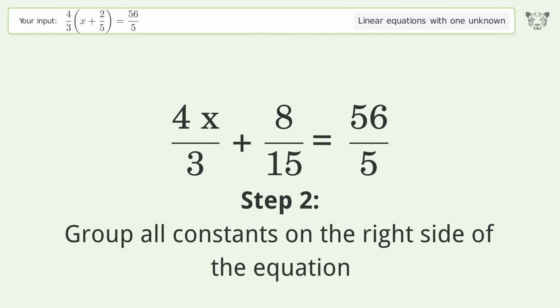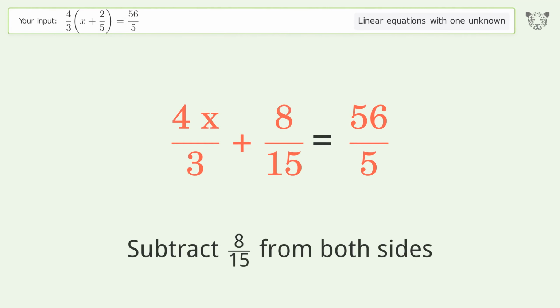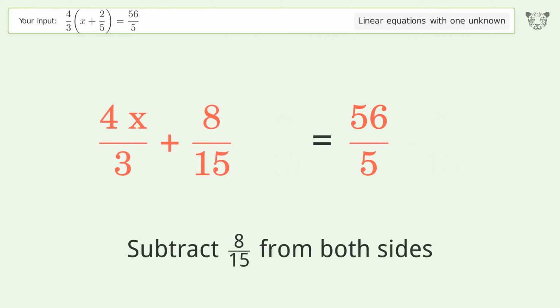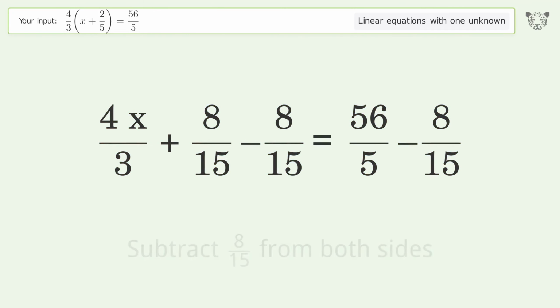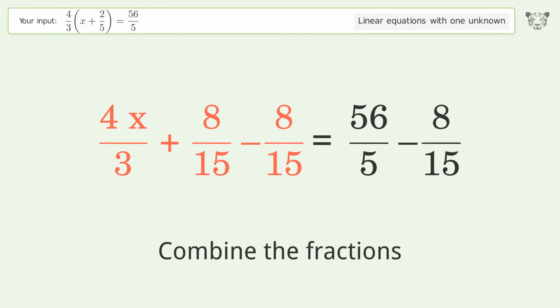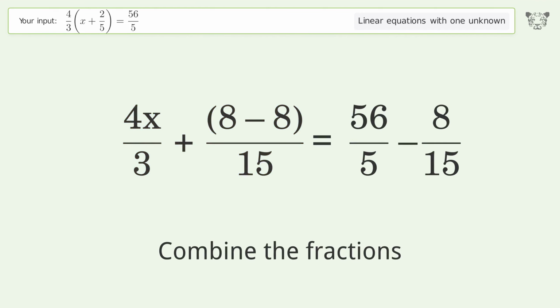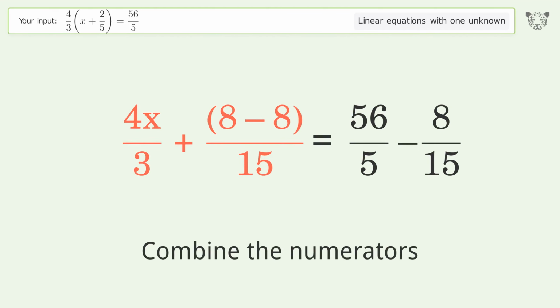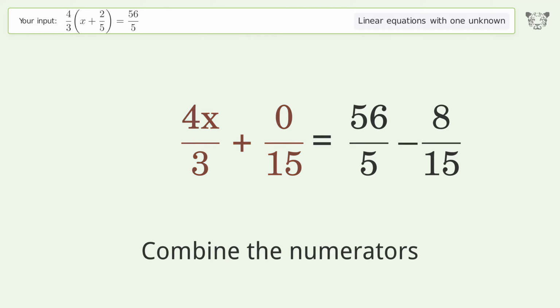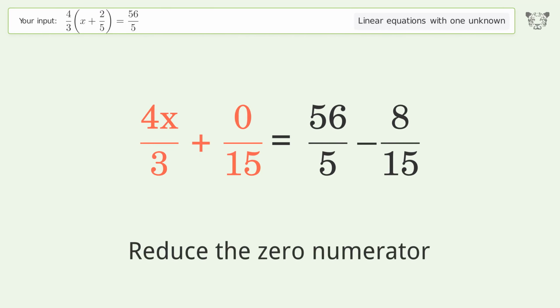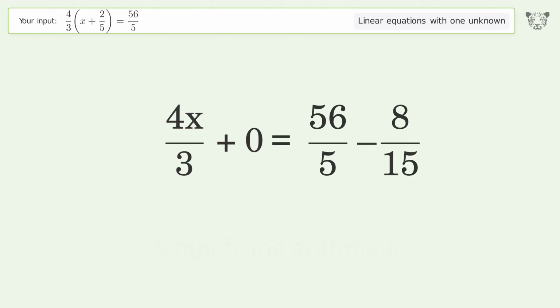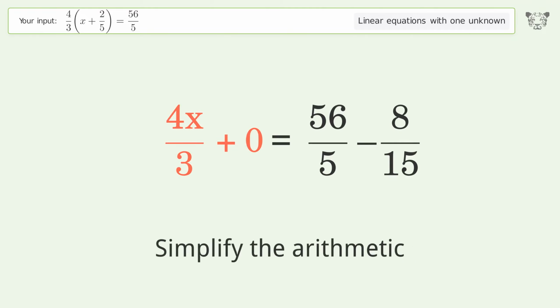Group all constants on the right side of the equation. Subtract 8/15 from both sides. Combine the fractions. Combine the numerators. Reduce the zero numerator. Simplify the arithmetic.